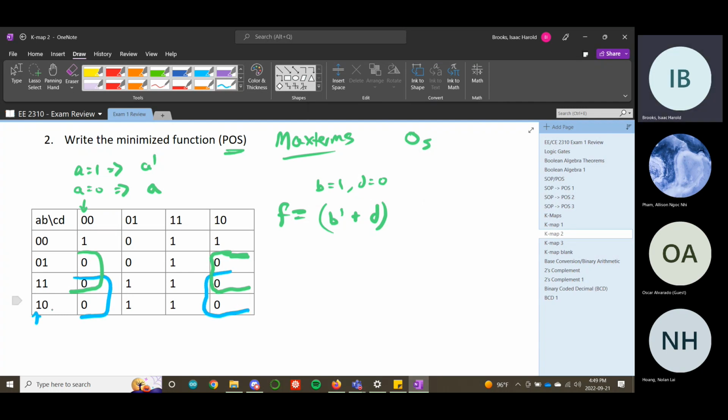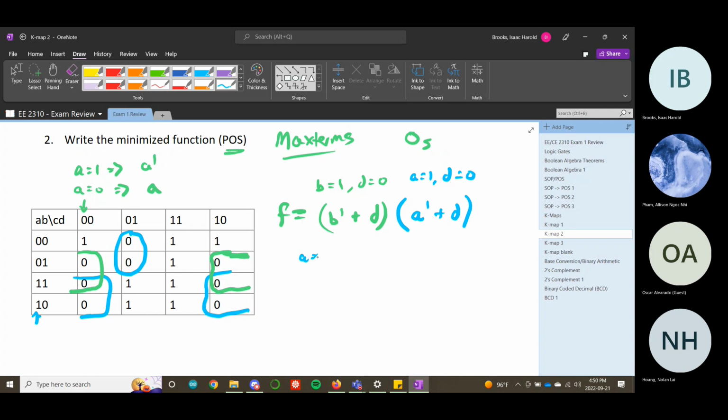Next, we can do the other OR circle like this. So in this one, A is 1. And what else? D is 0. So this one, we're ANDing these together. A is 1, so we're going to write A naught or D. And finally, the last one that we can draw is this 2 circle here. So A is 0. And then CD is 0, 1. So C equals 0, D equals 1. So this term would be A or C or D naught. Okay, so these would be our 3 terms.